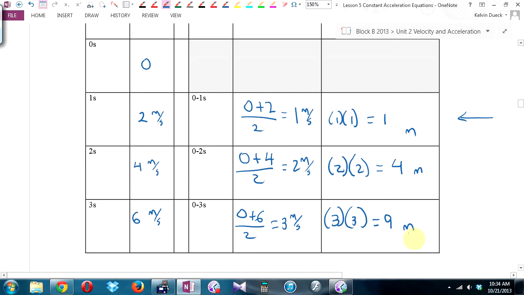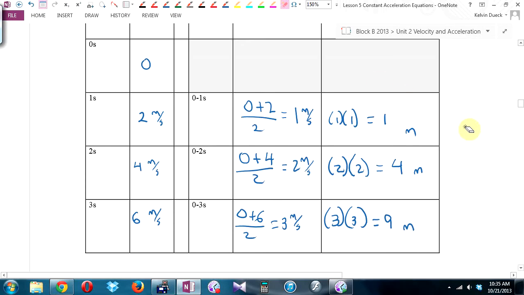Oh, and Jordan, while we're at it, how far did we travel during second number 3? How many meters must we have covered, folks? Do you see it? 5. Must have been 5, right? Because we were at 4, now we're at 9, must have been 5. Okay. We're picking up speed.